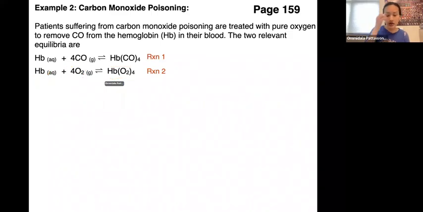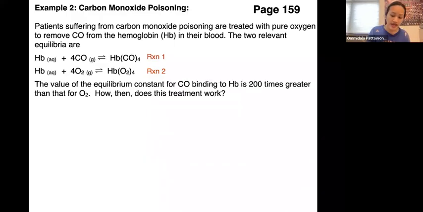Okay, so let's take a look at these two equations together. Think about this with me. The patient who suffers from carbon monoxide poisoning is going to have a high concentration of hemoglobin carbon monoxide complex in their body. Again, the reason for that is because carbon monoxide can bind to hemoglobin 200 times better than oxygen. Now let's look at how the treatment would work. At this point, we have a high concentration of hemoglobin complex with carbon monoxide. In order for hemoglobin to release carbon monoxide, something needs to happen.